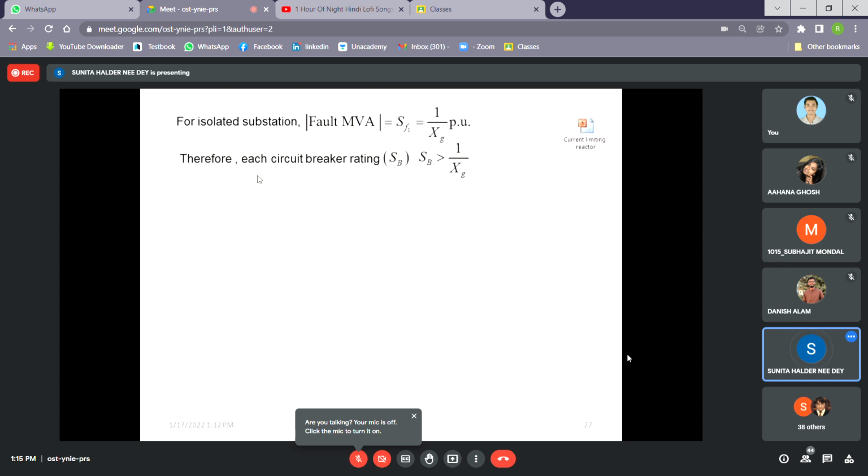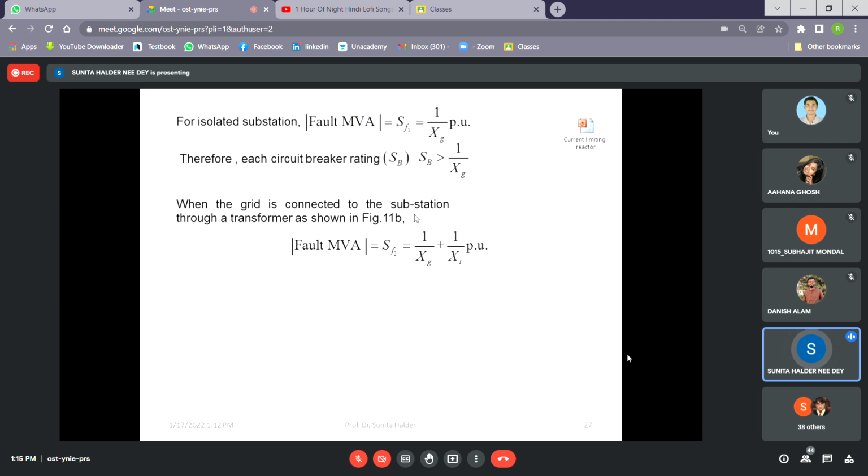Now we have to select the circuit breaker in such a way that its rating should be more than the fault MVA of that bus. So if the circuit breaker rating is S suffix B, then it should be more than the fault MVA of the system.